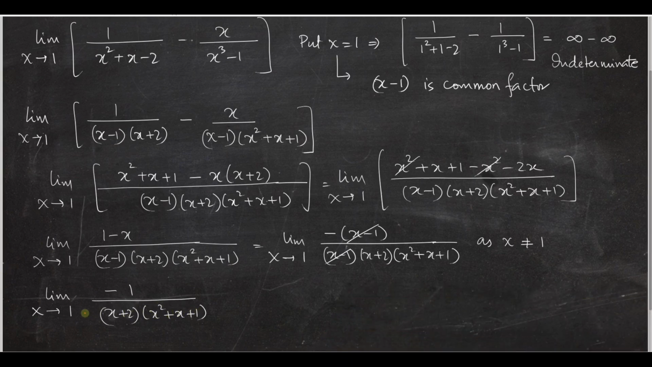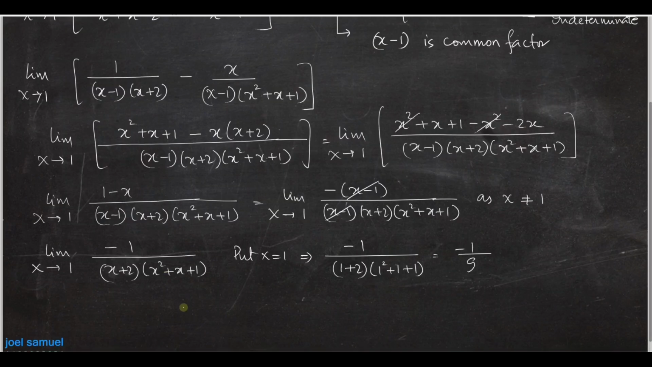Now I can safely substitute 1 into this entire function. Let's see what happens. So put x is equal to 1, which implies negative 1 whole divided by 1 plus 2 into 1 square plus 1 plus 1. So this becomes minus 1 by 1 plus 2 is 3, and this is 3, so that is 9. So the final answer is the limit as x approaches 1 of 1 upon x square plus x minus 2 minus x upon x cube minus 1 is equal to negative 1 upon 9, and that is the final answer.